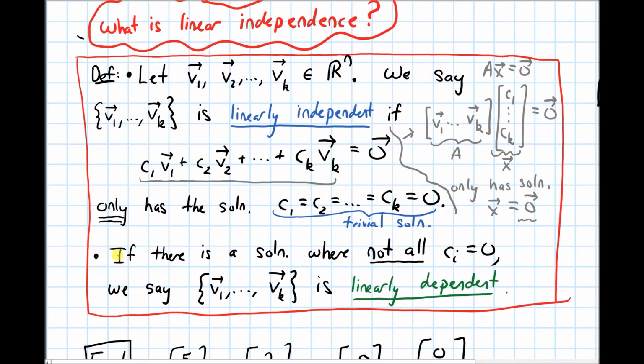Okay. On the other hand, if there is a solution, so if there's something I can plug in for c1 up until ck, where not all of the ci's equal 0, then we say that our vectors, v1 up until vk, that set is linearly dependent. Okay, so let's look at an example.